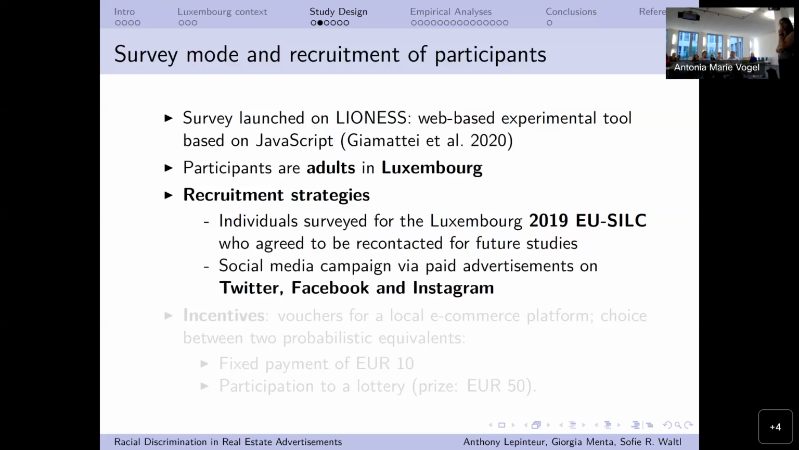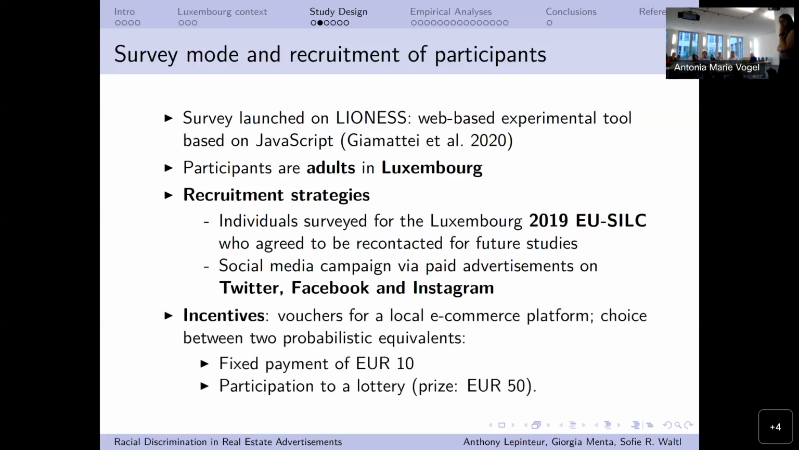So we ran paid advertisements on 3 platforms: Twitter, Facebook, and Instagram. That means if you log in from an IP address from Luxembourg and you fulfill the age criteria, then an advertisement would pop up stating you can earn up to 50 euros if you participate in this survey about housing. We called it a survey about housing. Yes, so we did that, and that's how we recruited even more participants.